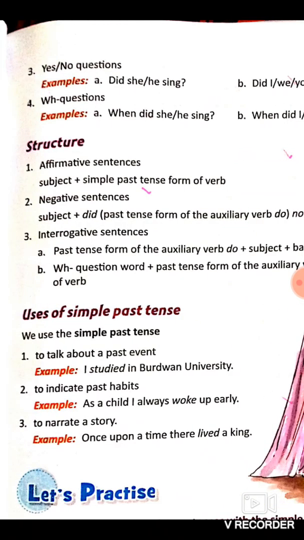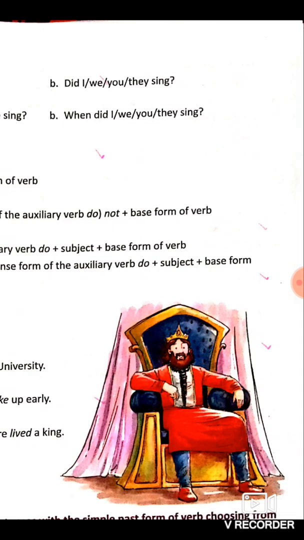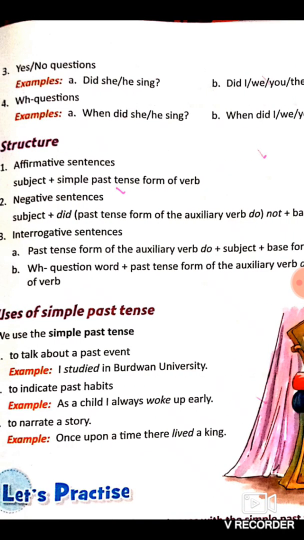For a WH question, it is a WH question word which will be used first. Then the past tense form of the auxiliary verb do plus the subject plus the base form of the verb. So, what did she sing yesterday? What plus did plus she plus sing. Okay, this is the usual structure.